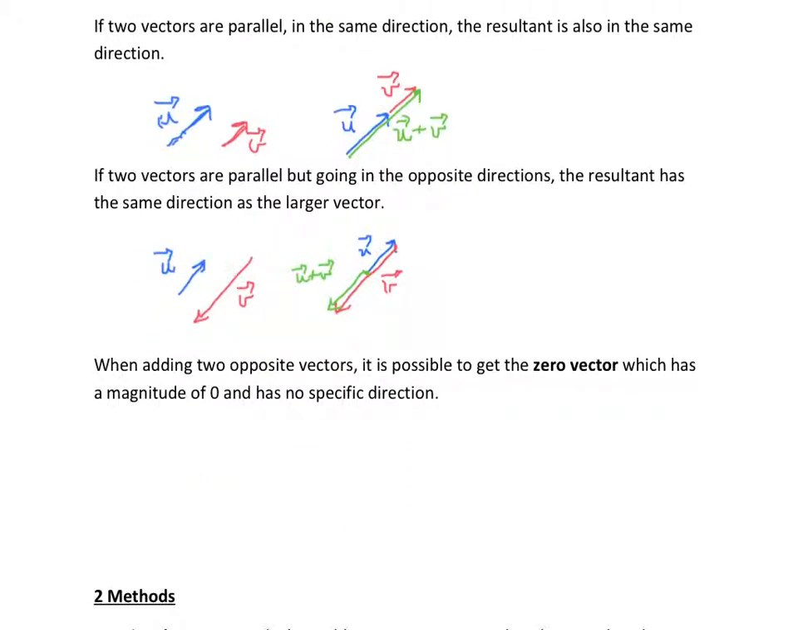When adding two opposite vectors, it is possible to get the zero vector, which has a magnitude of 0 and has no specific direction. So let's think about that. If we had vector u, and then we add to that an equal but opposite vector v, then our resultant vector would really just be nothing at all. Okay, so if we look from where we started to where we ended up, we would be in exactly the same spot. So that's what we mean by the zero vector. So it has a magnitude of 0.